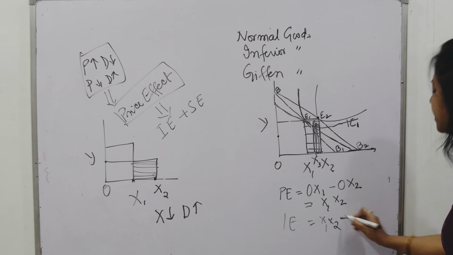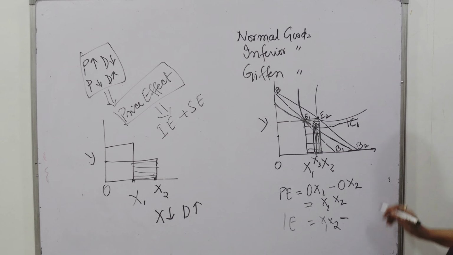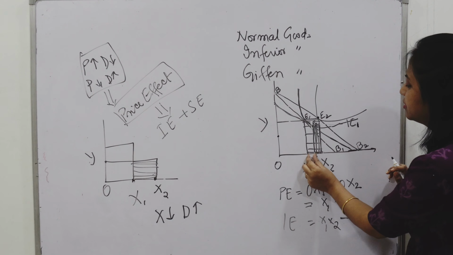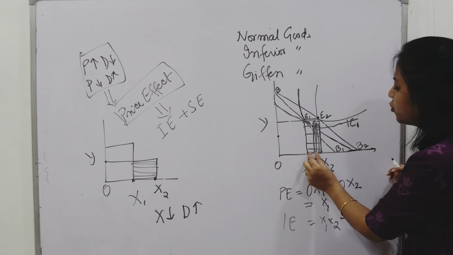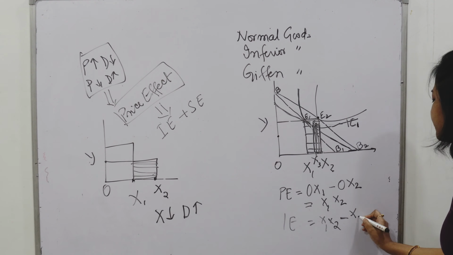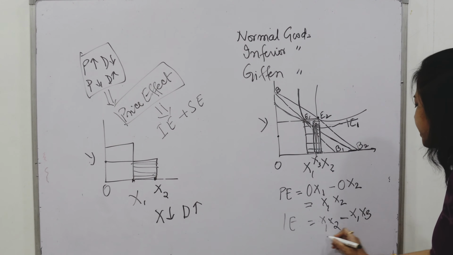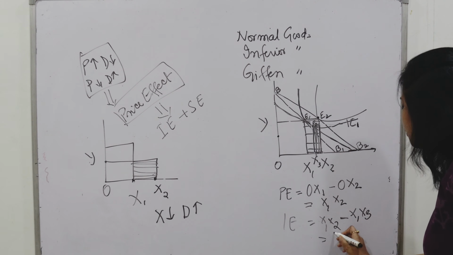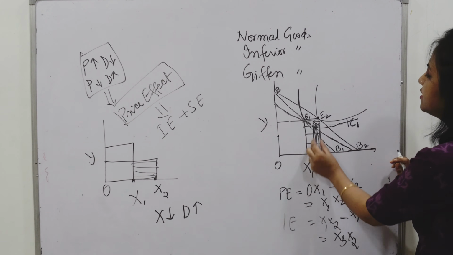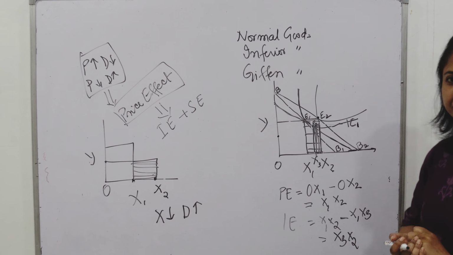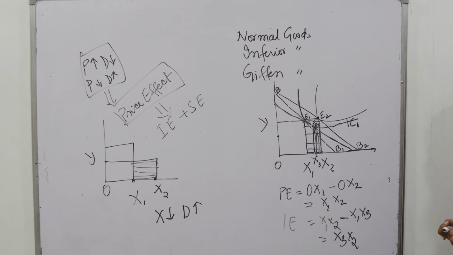From there I am subtracting this part. What am I subtracting? X1X3. When I subtract X1X3, what I get is X3X2. So this is your income effect. Okay friends, this is your income effect.